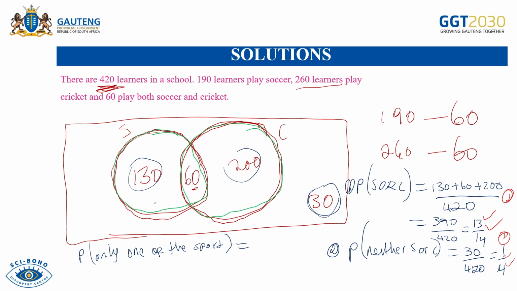So you can have the probability of having a learner who's playing soccer only. If it's soccer only, then it's going to be 130, plus the probability of a learner who's playing cricket only, which is 200, all over 420. And if you add those two, 130 plus 200, and divide by 420, you'll get 11 all over 14. Then again you get your full marks, like that.